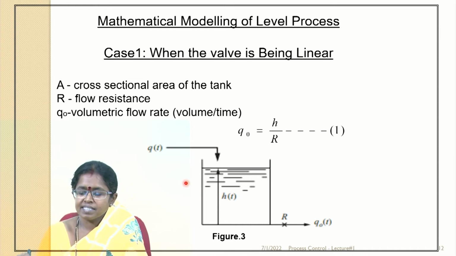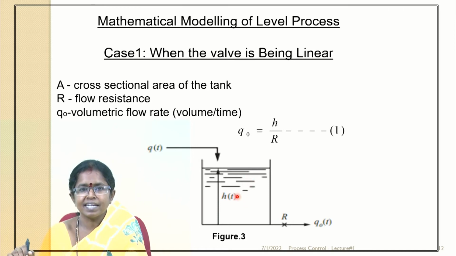There is a single tank system with uniform cross sectional area A, right? So A is the cross sectional area of the tank, R is the flow resistance, there is an inlet flow rate Q, and there is an outlet flow rate Q naught, right? Now first we must identify the variables involved in this single tank process. This system is called a single input single output process because we are interested in controlling the level in the tank, right? The variable we are interested in controlling is the level in the tank.